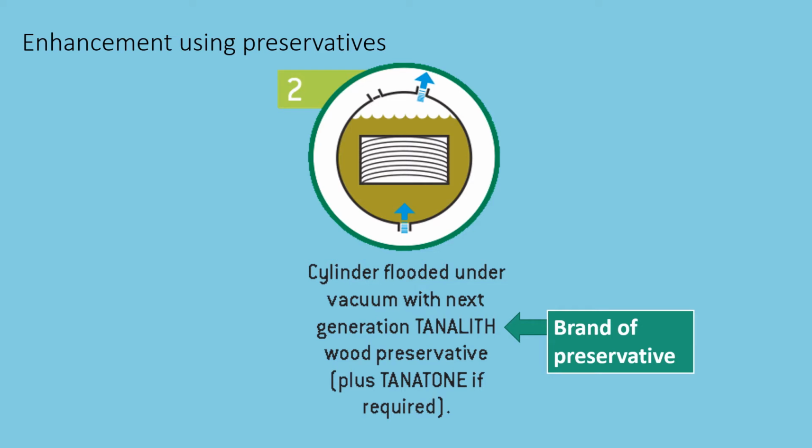The cylinder is flooded under vacuum with next generation Tanalith, which is a brand of preservative, plus Tanatone if required, which is a brand of pigment. So basically here the cylinder is then flooded with the preservative, but still under that vacuum.